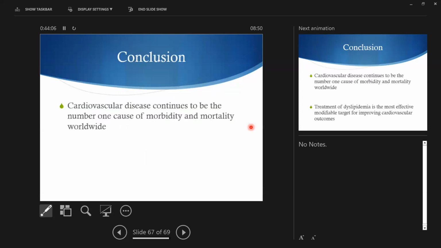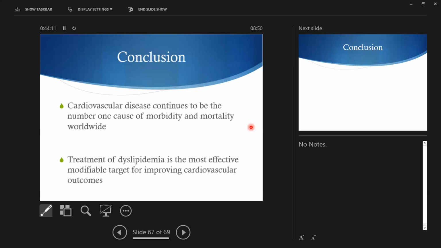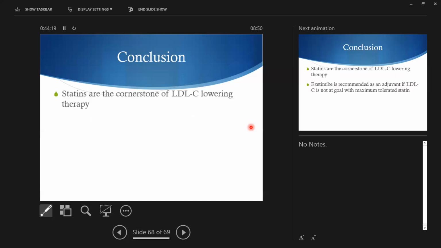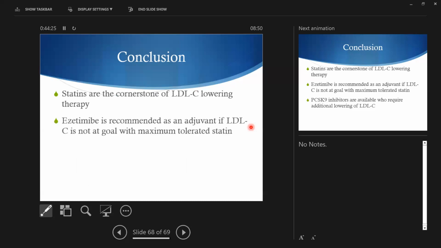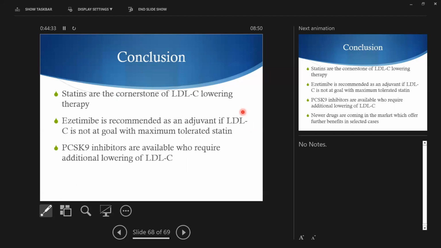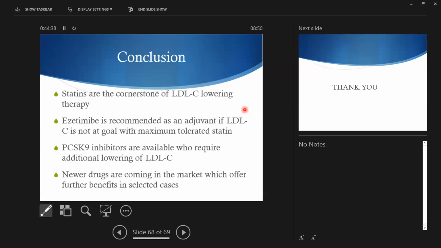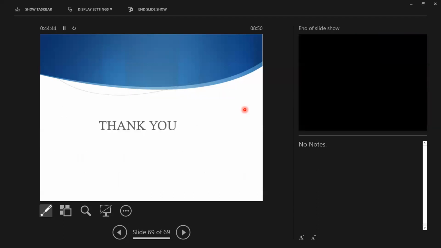So in conclusion, cardiovascular disease continues to be the number one cause of morbidity and mortality worldwide. And treatment of dyslipidemia is the most effective modifiable target of improving cardiovascular outcome. Statins are the cornerstone of LDL lowering therapy. Ezetimibe is recommended as an adjunct to statin if LDL goal is not achieved at the maximum tolerated dose of statin. PCSK9 inhibitors are available for those who require additional lowering of LDL cholesterol. Then newer drugs are coming in the market which offer further benefits in selected cases. Thank you.